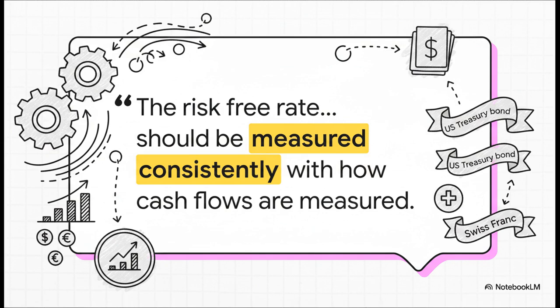So, the crucial point is this. Your discount rate and your cash flows absolutely must speak the exact same language. If you're estimating your cash flows in nominal US dollars, your risk-free rate has to be a nominal US Treasury bond rate. If you're doing it in Swiss francs, you must use a Swiss franc risk-free rate. It has literally nothing to do with where a company happens to be headquartered. It's entirely about the currency in which those cash flows are estimated.